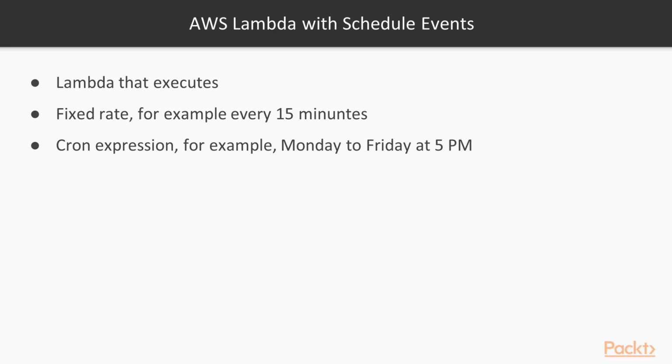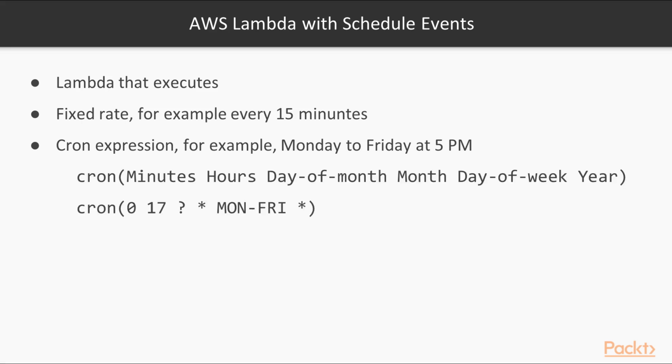You can create a Lambda function that executes on a regular schedule. You can specify a fixed rate, for example, every 15 minutes, every hour, every day, or you can specify a cron expression. A cron expression can be something like run a task every day at 10 p.m. or execute every Monday to Friday at 5 p.m.